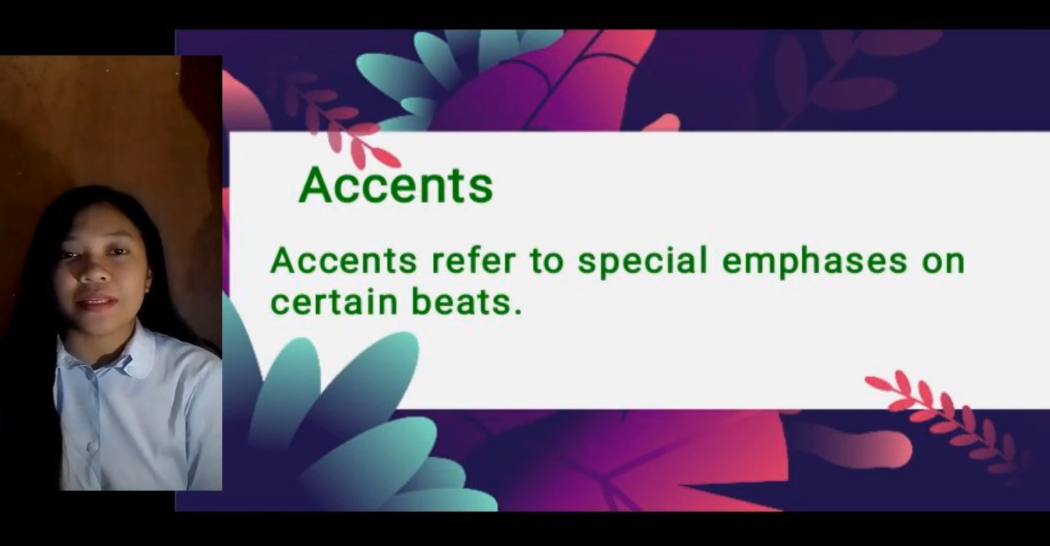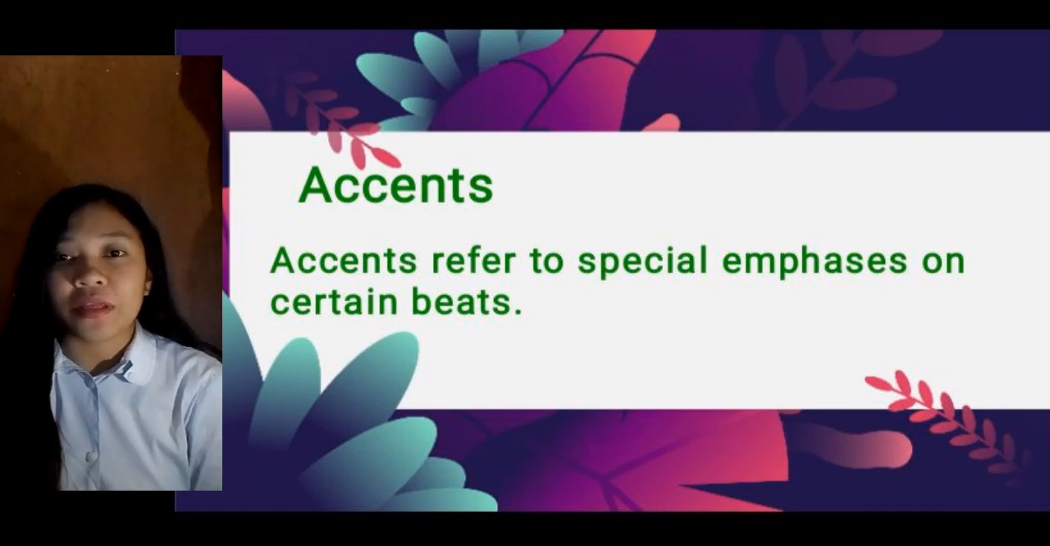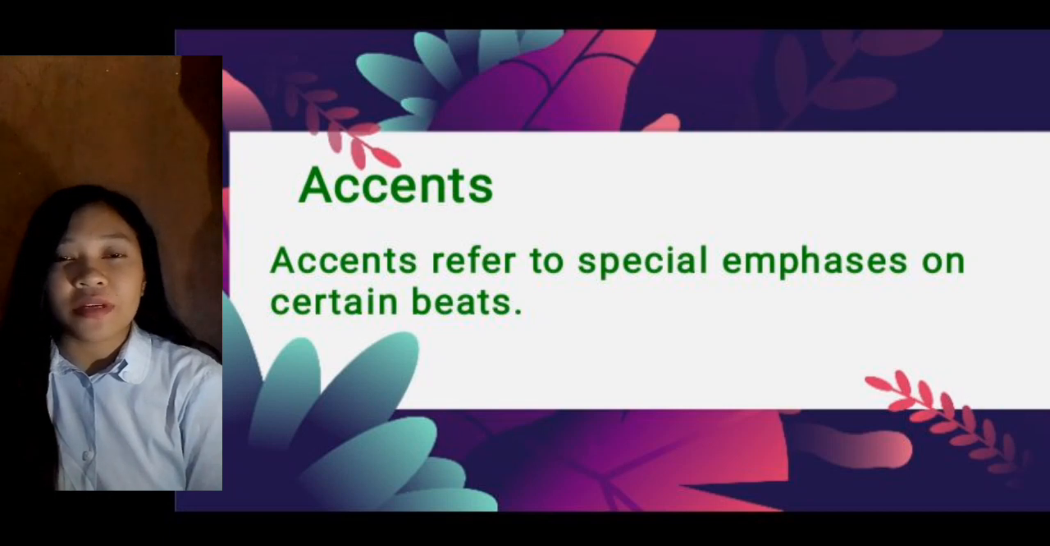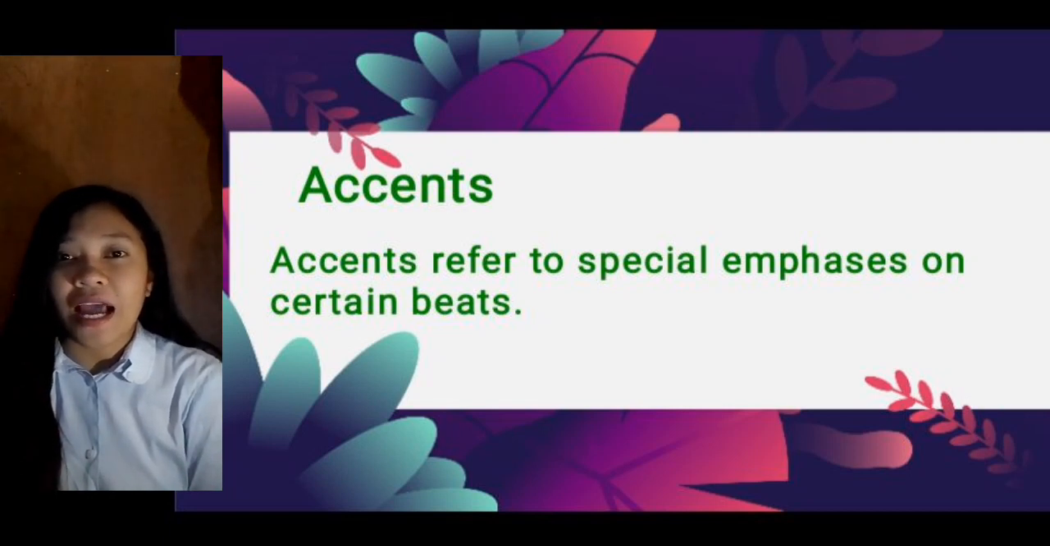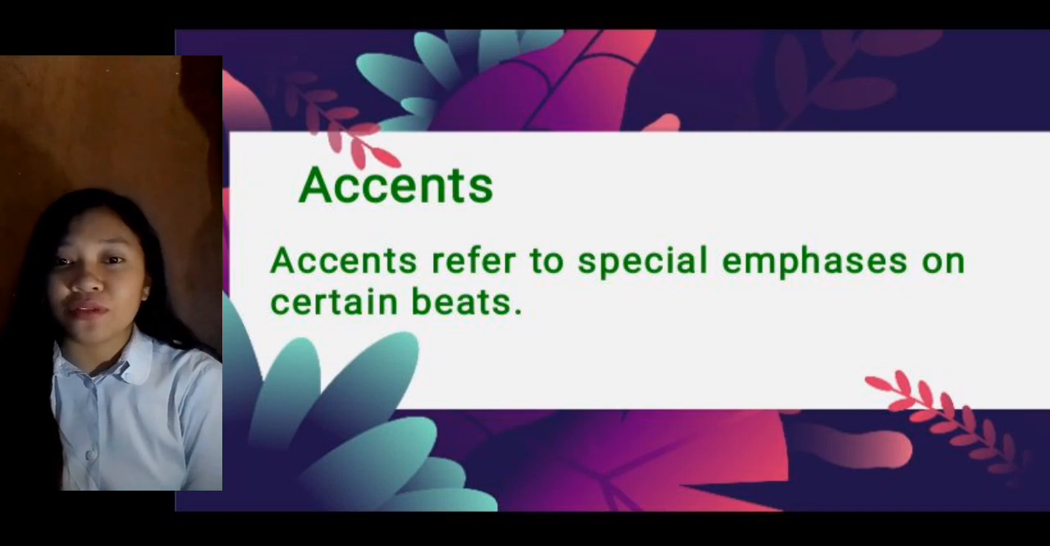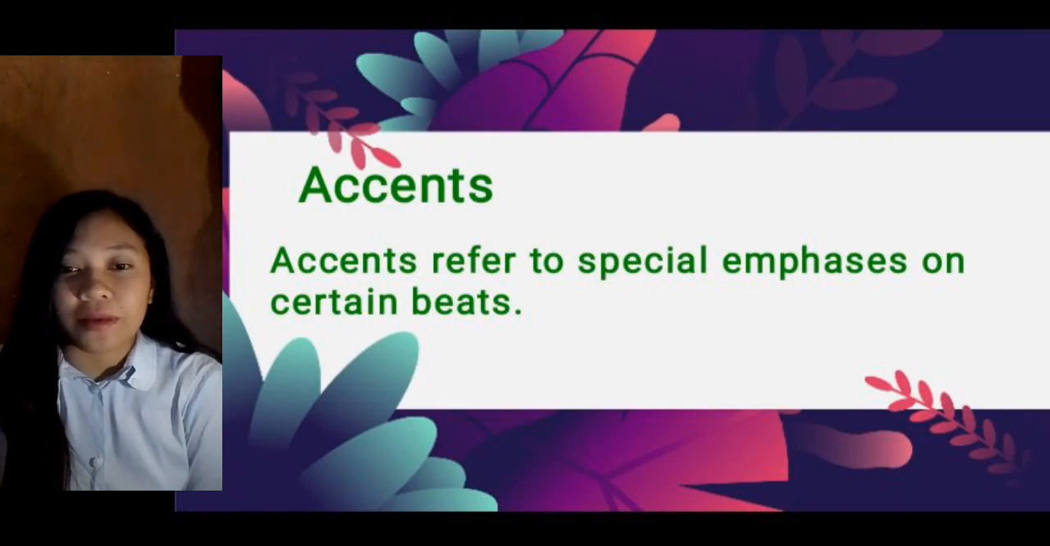The sixth element is accents. Accents refer to special emphasis on certain beats. To understand accents, think of a piece of poetry. For example, a poetic meter such as iambic pentameter may dictate a specific mixture of stressed syllables and unstressed syllables. Musical accents are no different. Different rhythms may share a time signature and tempo, but they stand out from one another by accenting different notes and beats. So that is accents, the sixth element of rhythm.